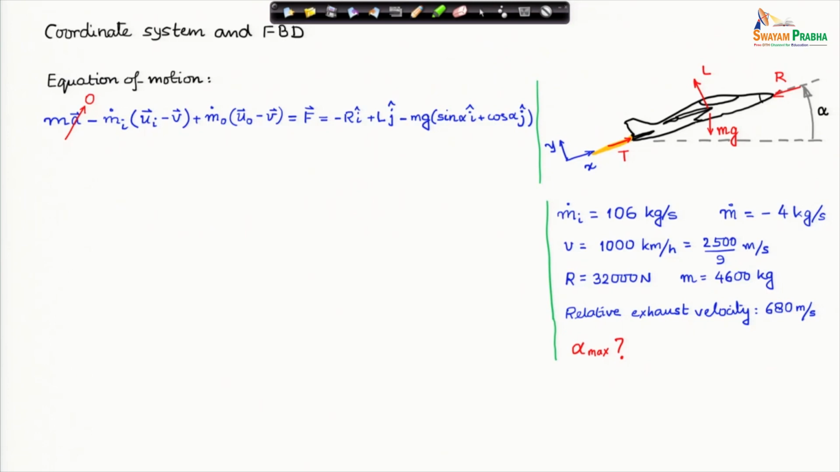Other terms are as they are on the left hand side. On the right hand side are all the forces acting on the aircraft. The first force is the drag force acting in the negative i cap direction, magnitude is R. Lift force, this is not to be forgotten. Lift force is a very important force because that negates the effect of the weight, and finally, of course, the weight of the aircraft.